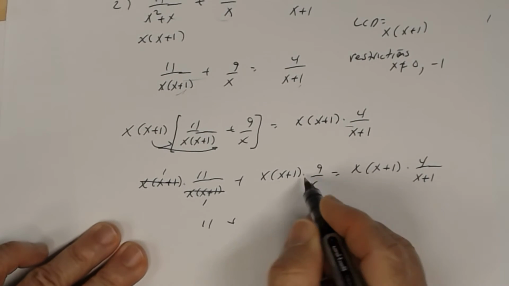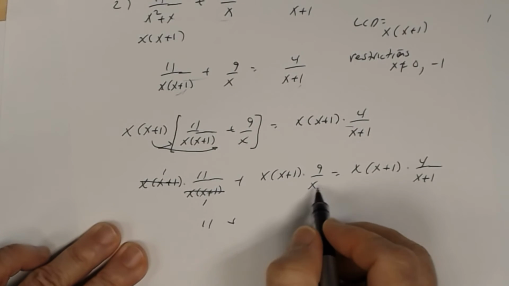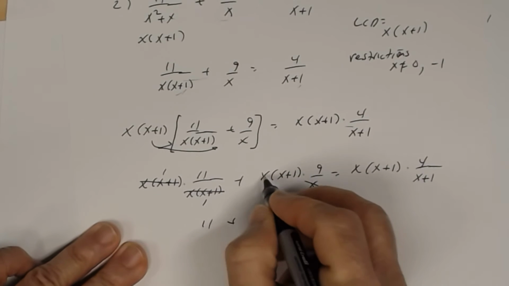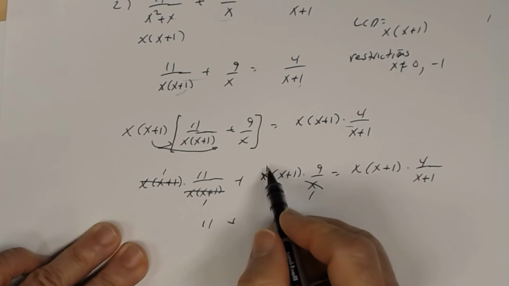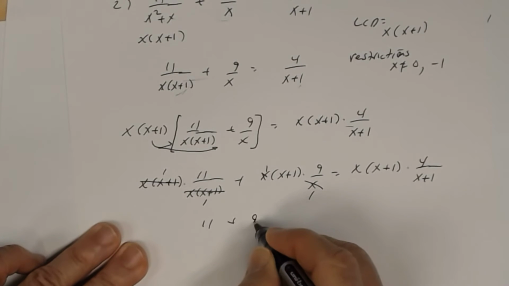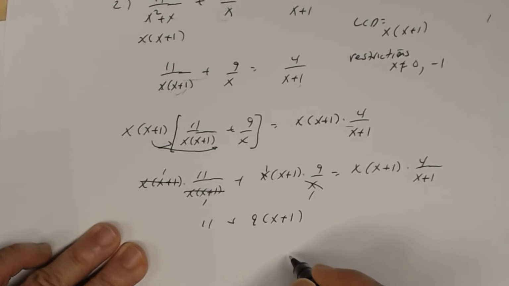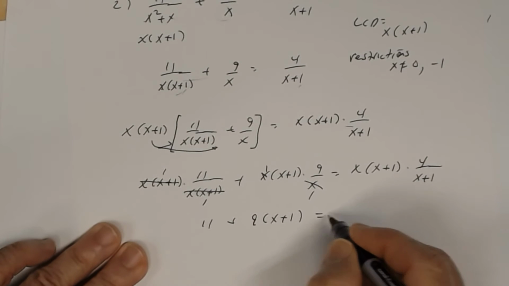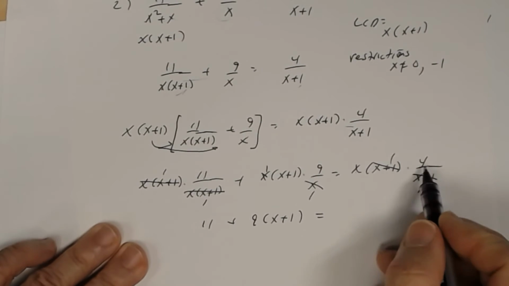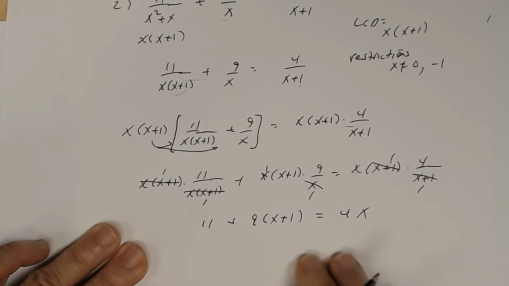Plus, in this case, x here, you see that the only factor you see here is x. So you better reduce it with this x. And so you got to be careful. You get 1 times x plus 1 times 9. So this really becomes 9 times x plus 1, just like that. Okay? Equal, here, the x plus 1's divide out. So you have x times 1 times 4, which is 4x. So that's where I'm at.